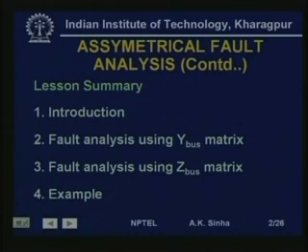We will start with an introduction, then we will discuss fault analysis for large power systems using the Y bus matrix, then we will talk about fault analysis using the Z bus matrix, and then finally we will solve one example using the Z bus matrix.